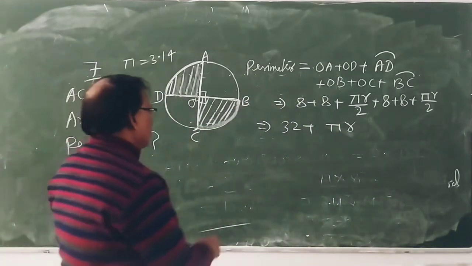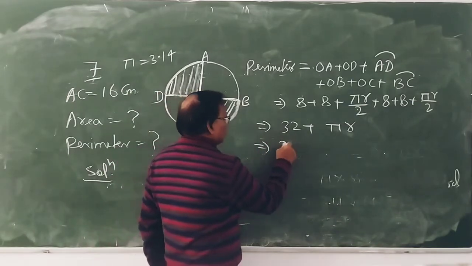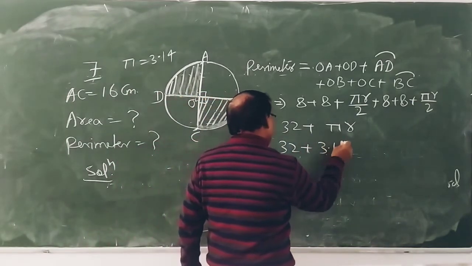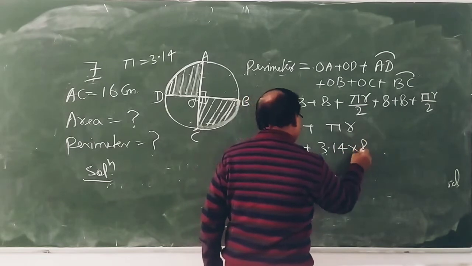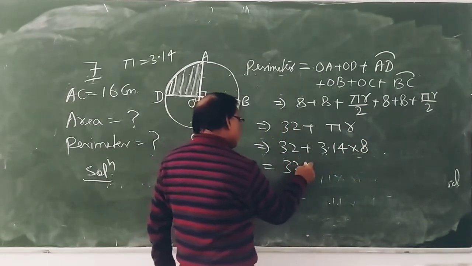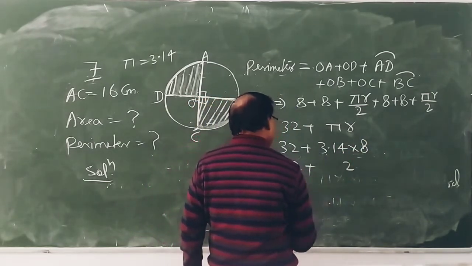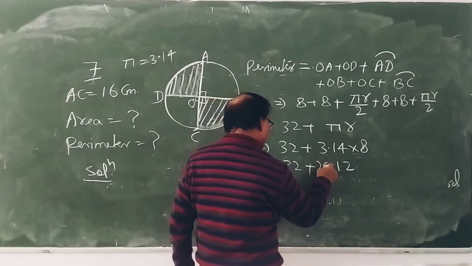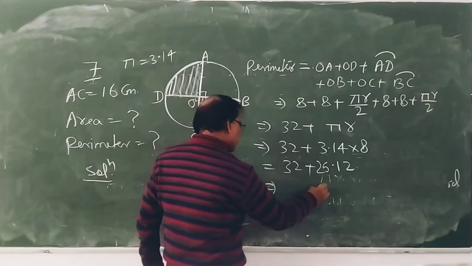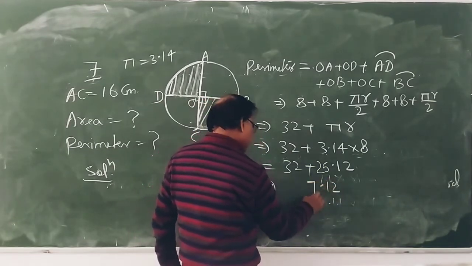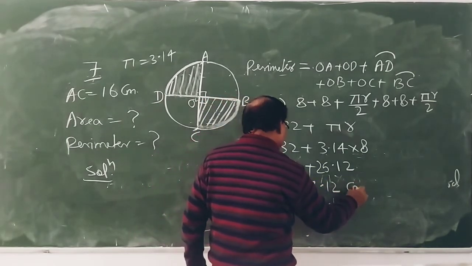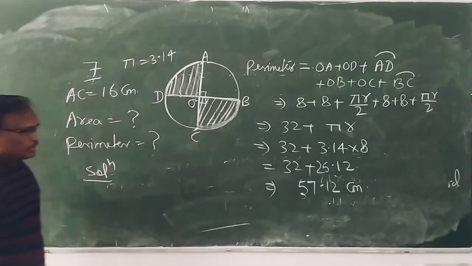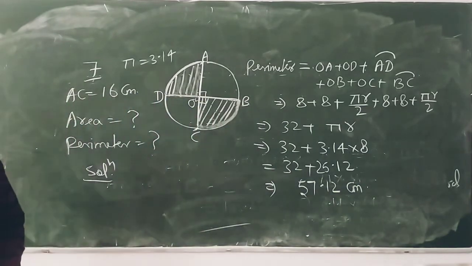Then it will be 32 plus 3.14 into 8. So 32 plus 25.12 is equal to 57.12 centimeter. This is the perimeter of the shaded part.